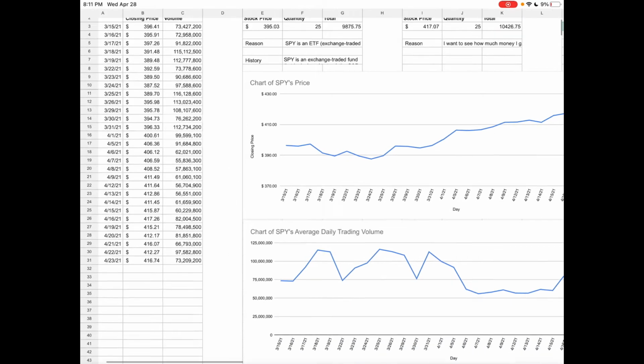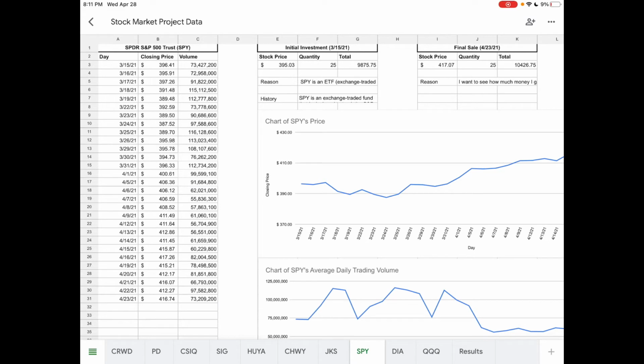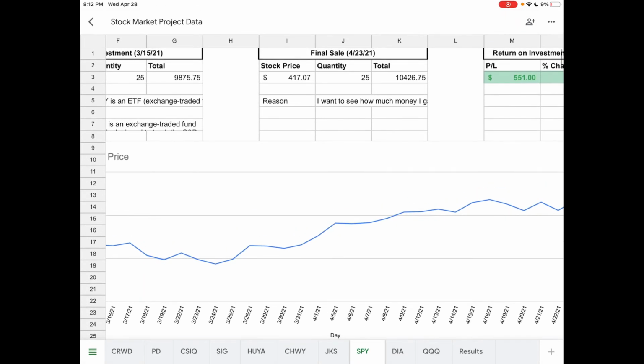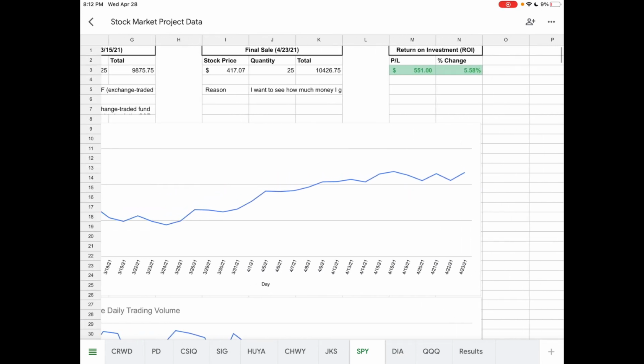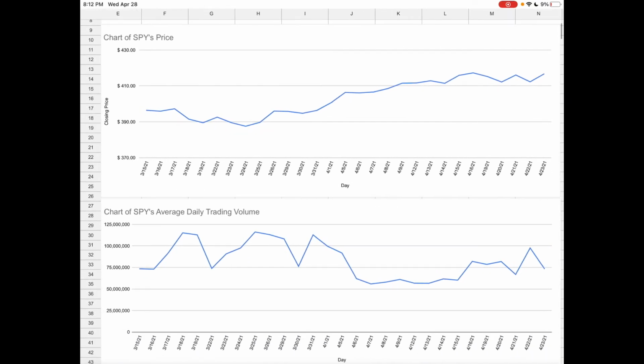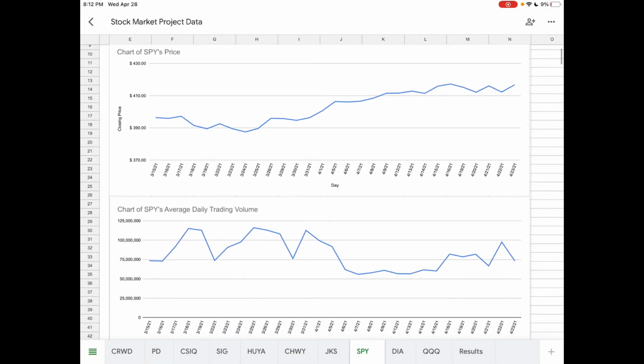All right, so here's the data that I collected on the SPY. For my initial investment, I did a market order to buy, and I got filled at $3.95 and 3 cents, and I did a sell order, and I got filled at 4.17 and 7 cents, and this resulted in a profit of $551, and the percent gain was 5.58%. So here are the charts on the closing price of SPY and the average daily trading volume of SPY as well.